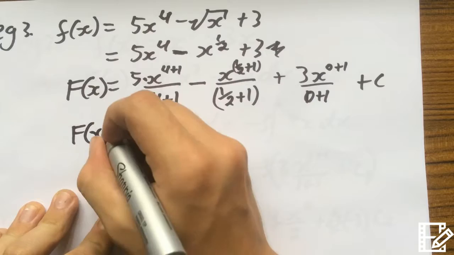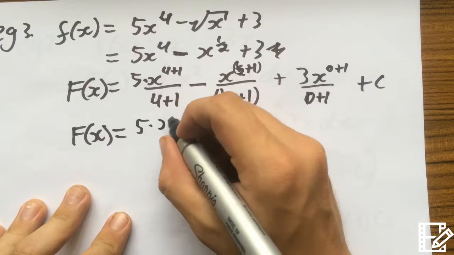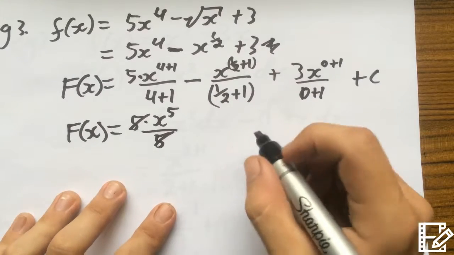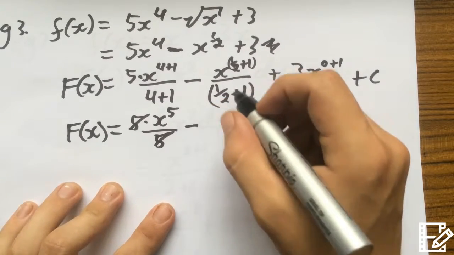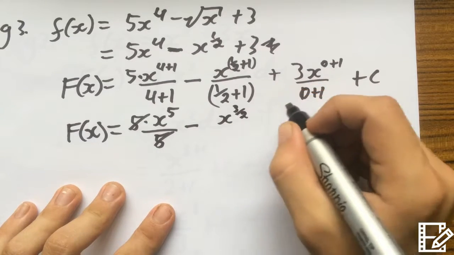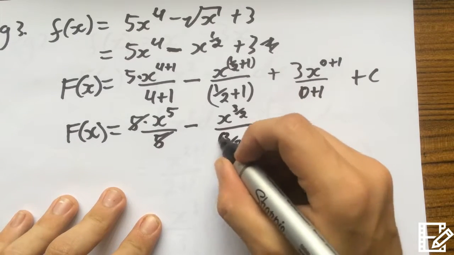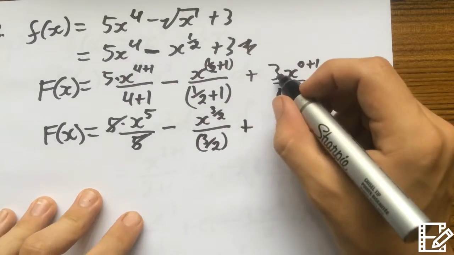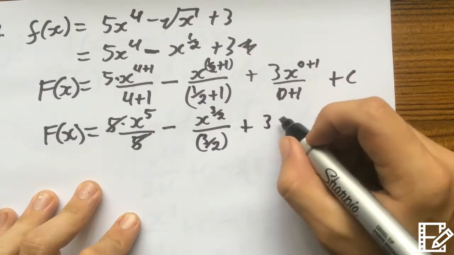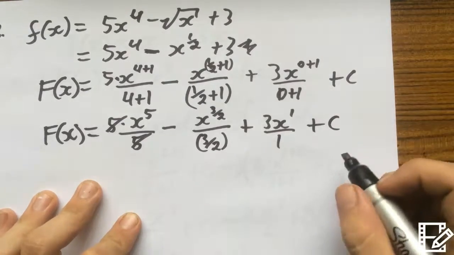Anyway, so you've got the integral. We'll simplify this. This is 5 multiplied by x to the power of 5 on 5. So we get rid of the 5 divided by 5. Minus x to the power of a half plus 1, which is x to the power of 3 on 2, over 3 on 2, plus 3 multiplied by x to the power of 0 plus 1, which is 3x to the power of 1, over 0 plus 1, which is 1, plus c.